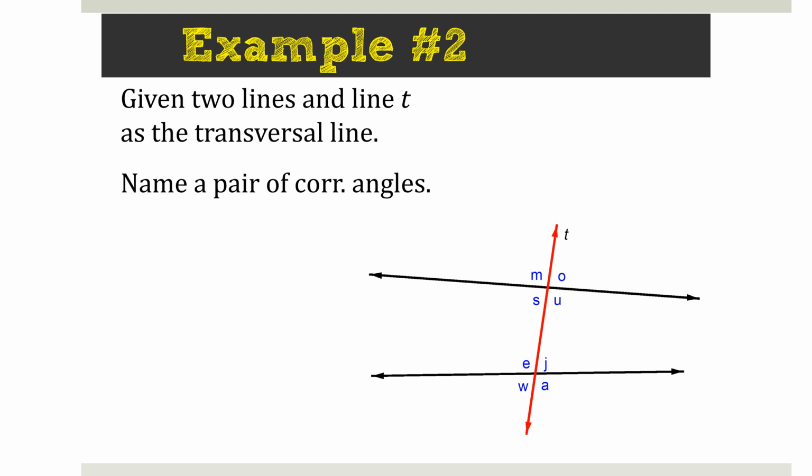M and E is 1. O and J, not to be confused with the murderer. S, W, U and A. Perfect. John, how about my alternate interior angles?